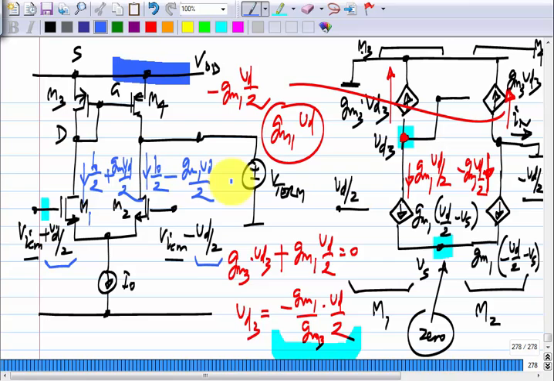What kind of structure is M3 and M4? M3 is not a current source by any image, it is a current mirror, right. So, if you push this current into a current mirror, what will you get on the other side? Same. So, this is I0 by 2 plus GM1 Vd by 2, okay.